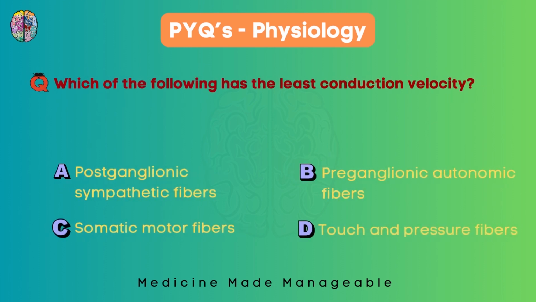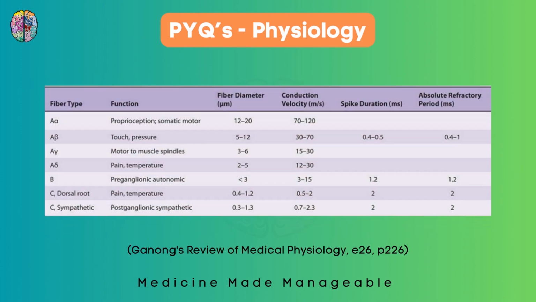Now, which of the following has the least conduction velocity? Is it postganglionic sympathetic fibers, preganglionic autonomic fibers, somatic motor fibers, or touch and pressure fibers? So I've taken a snippet of this table directly from Ganong's book. So let's find our options one by one.